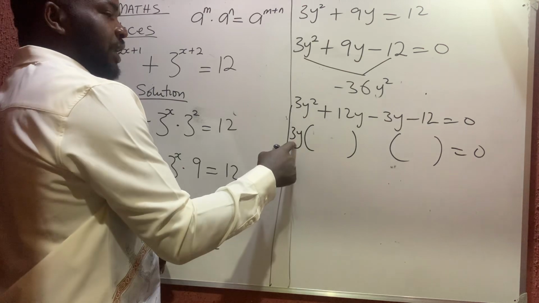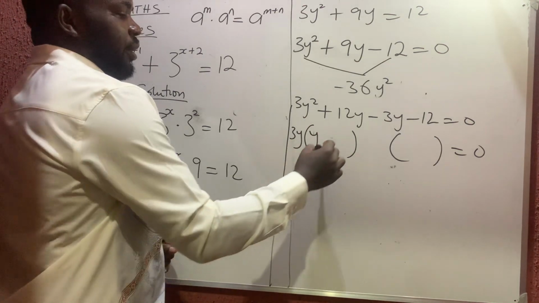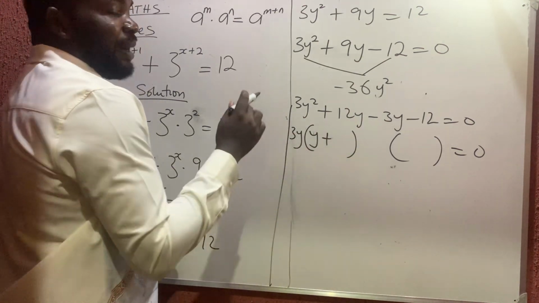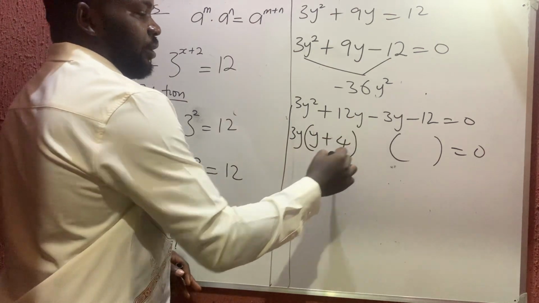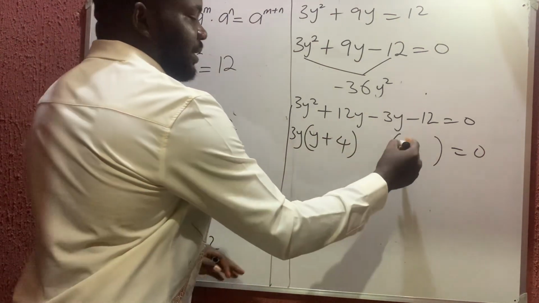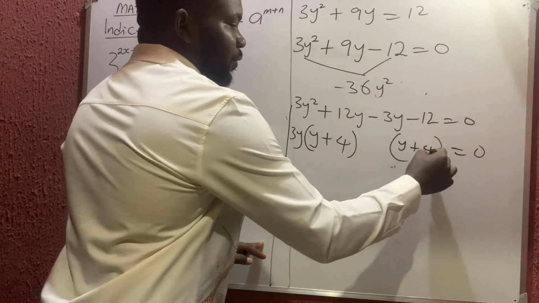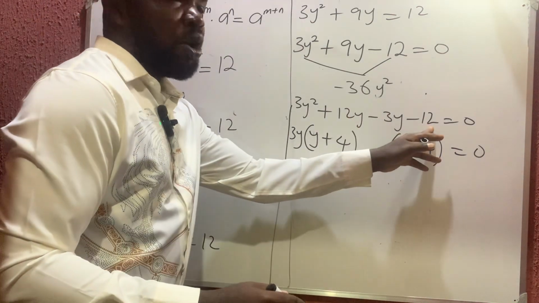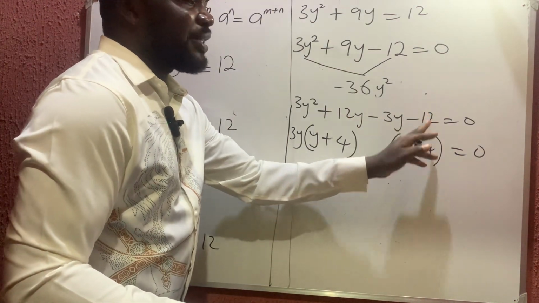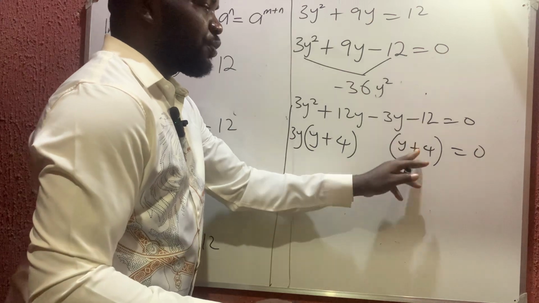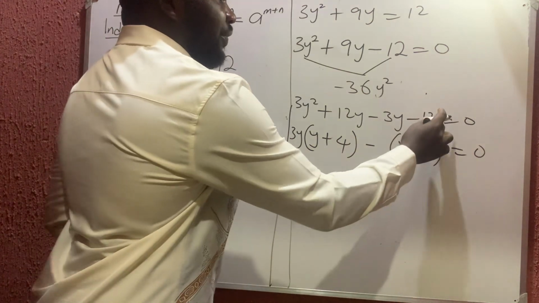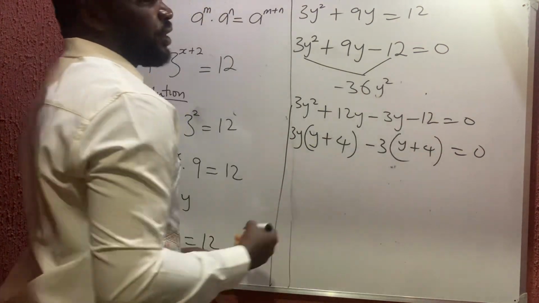Now 3y squared divided by 3y will give us just y, plus 12y divided by 3y, I'm going to have 4 here. So whatever you write here, please write here y plus 4. Now to get what they have in common, simply use the last term and divide by it. So minus plus is minus. 12 divided by this is 3. So they have 3 in common.